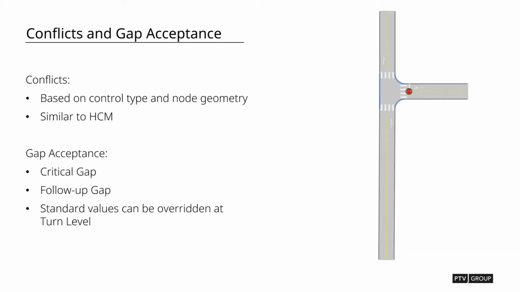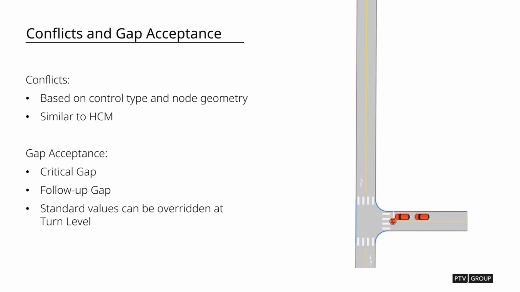All right, so at intersections, conflicts are based on the control type and the geometry at the node, and it's going to use factors similar to HCM. So if you have a vehicle entering from the right here, and it's waiting to make a right turn, it's going to have to wait for a critical gap that's within the threshold.